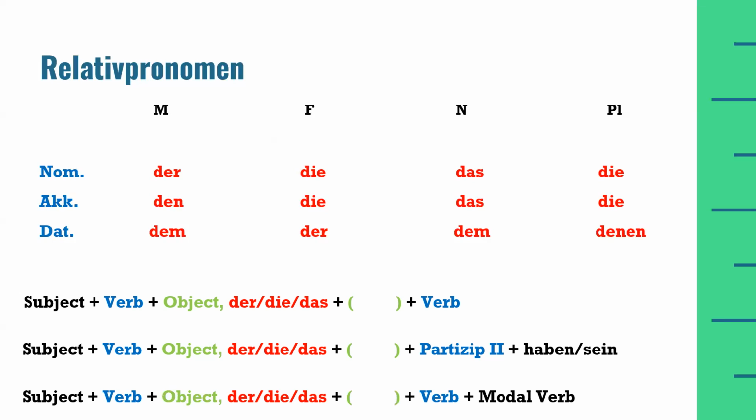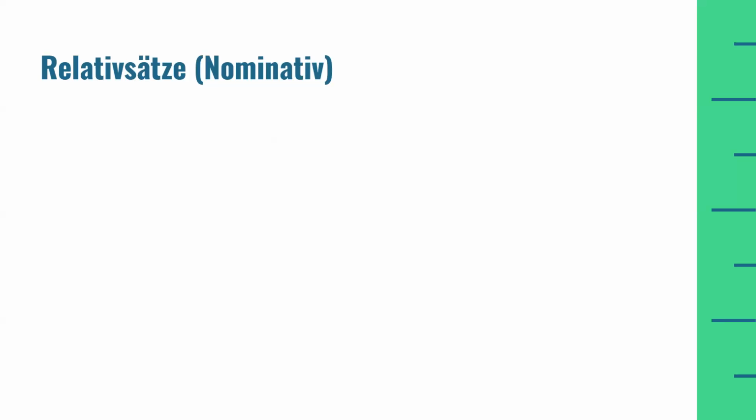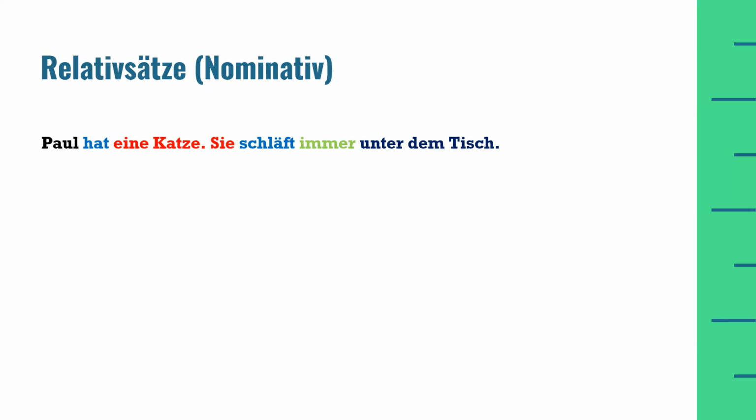Then we have another option where it can be the case that we use a modal verb in the relative sentence. In this case, the sentence will start with a relative pronoun, which can be der, die, or das. Then the next part of the sentence will come. The main verb will come at the second last position, and it will be in the infinitive form, whereas the modal verb will come at the last position of the sentence, and it will be conjugated according to the subject of the sentence. So let's look at the examples to see how relative sentences are made.